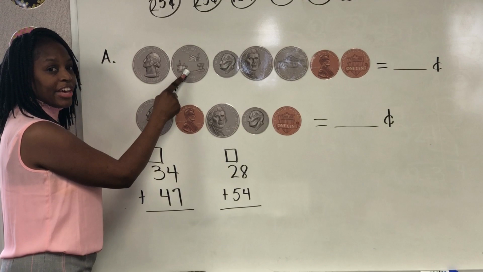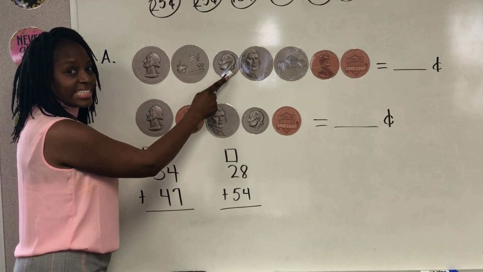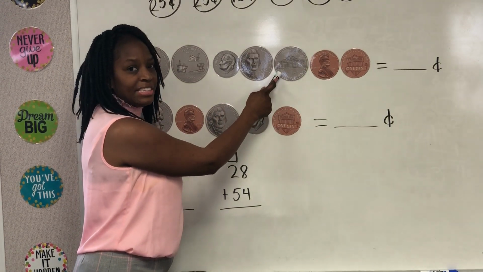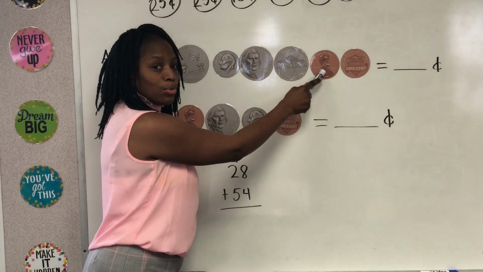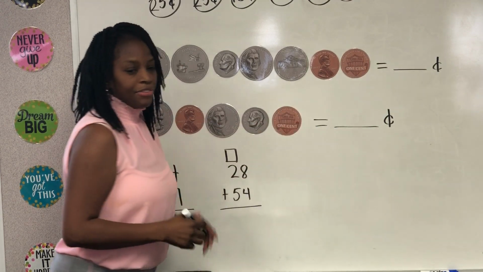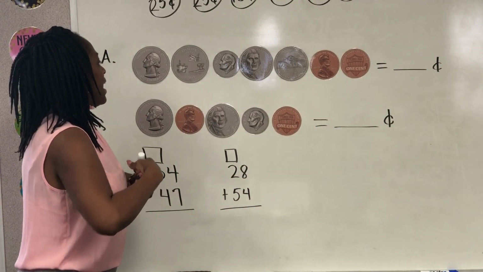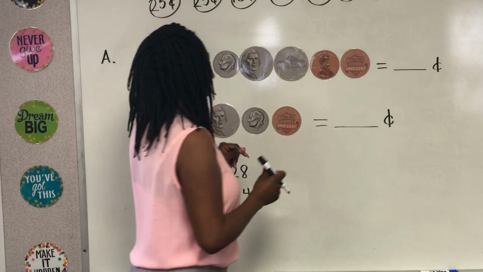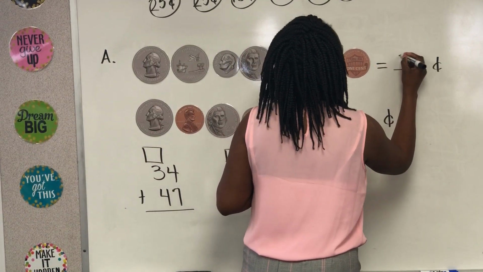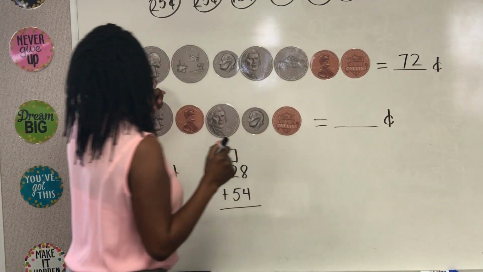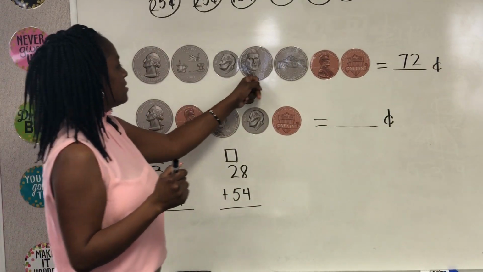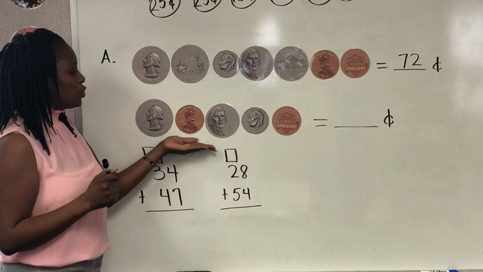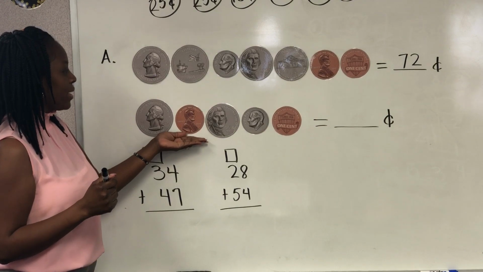25, 50, 60, 65, 70, 71, 72. I have 72 cents. All right, let's just double check. 25, 50, 60, 65, 70, 71, 72. So 72 cents. And we're going to do the same thing here for these coins.